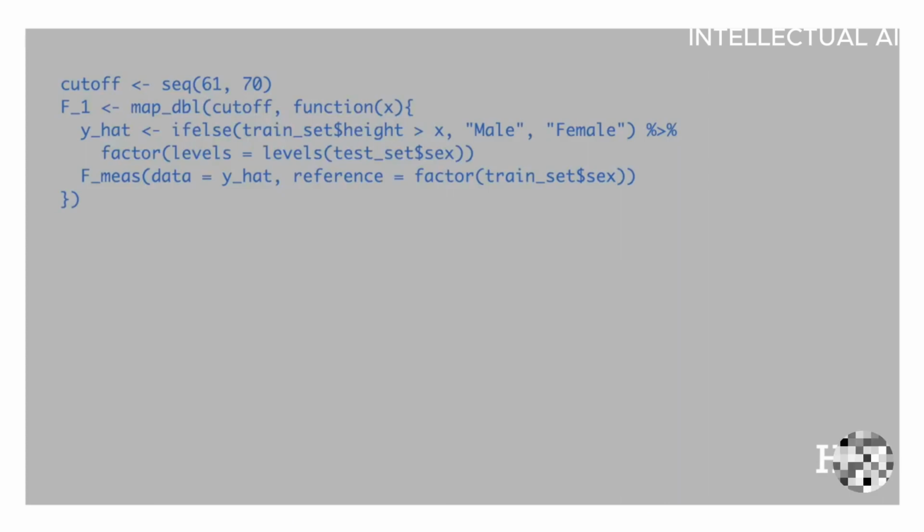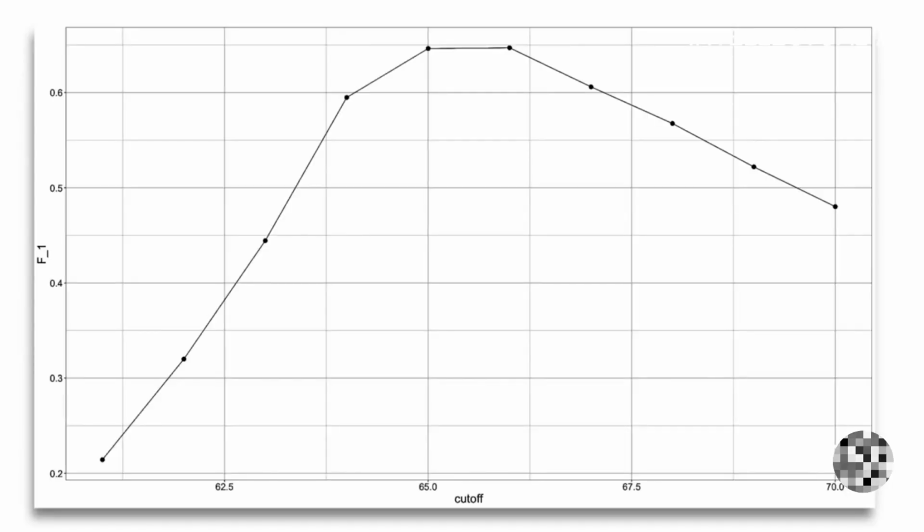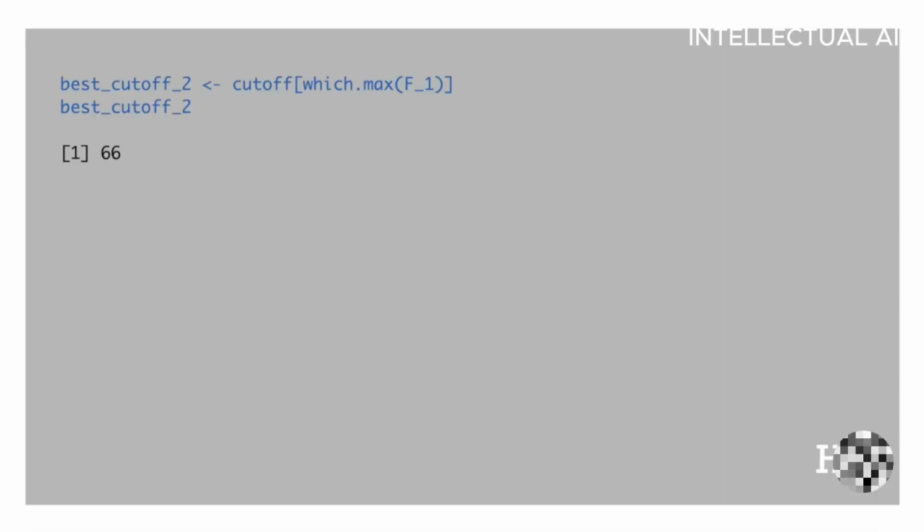All right, so let's rebuild our prediction algorithm, but this time maximizing the F score instead of overall accuracy. We can write this code. And now, instead of plotting accuracy versus the cutoffs, we'll plot the F1 measure against the cutoffs. We see that F1 is maximized at a value of 65%. And this maximum is achieved when we use the following cutoff.